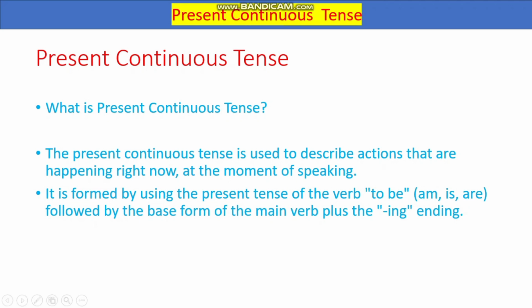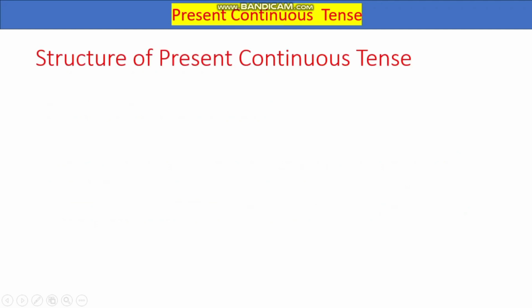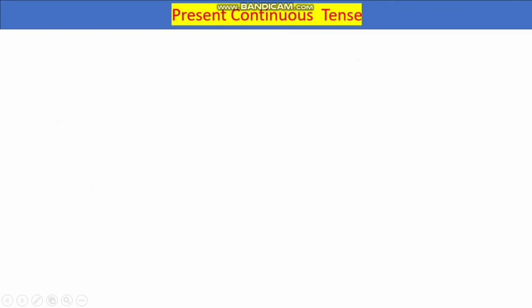Okay, you can add an object as well. Structure of present continuous tense. What is the structure? Subject plus am, is, are, this is the helping verb, plus verb, this is the base form of the verb plus ing, plus object or complement you can add. Okay, we have examples: I am working, she is studying, they are playing, likewise we can do.